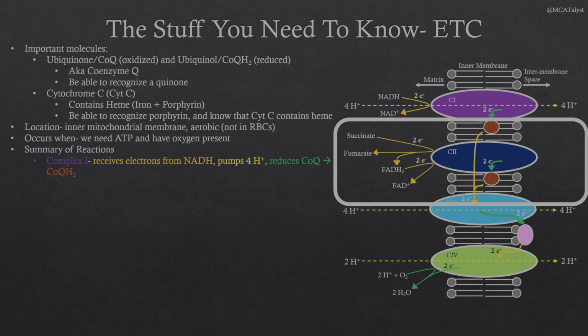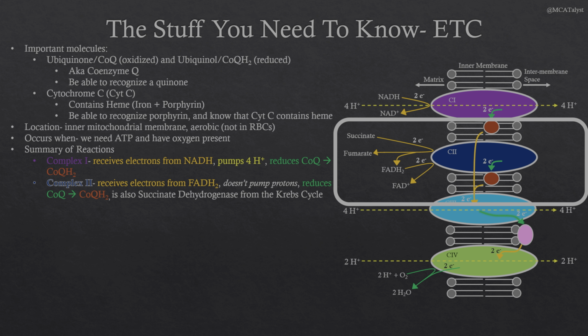Complex 2 is going to be similar to complex 1 in that it's receiving electrons from one of those electron carriers we talked about in those earlier metabolic processes. But instead of receiving electrons from NADH, it's going to be receiving electrons from FADH2. The electrons from FADH2 are actually weaker than the electrons from NADH. So complex 2 is not going to be able to pump any protons, and it's basically just going to pass on those electrons to coenzyme Q, forming that reduced ubiquinol.